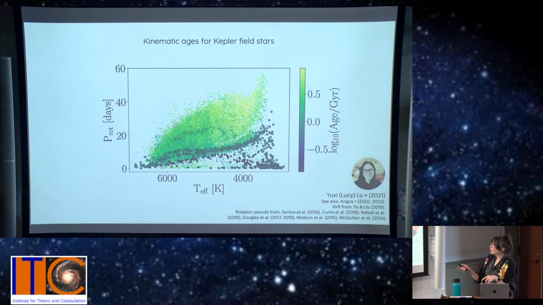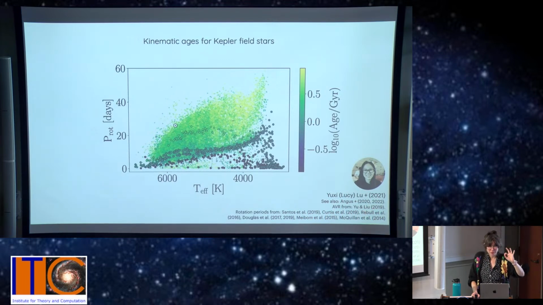For each one of these stars with a measured rotation period, Lucy grouped them with stars with similar properties: similar rotation periods, similar temperatures, similar magnitudes. And if two stars have a similar rotation period, temperature, and magnitude, they should be the same age. That's the central tenet of gyrochronology, right? So if you group stars together in that three-dimensional parameter space, you should be grouping coeval stars.